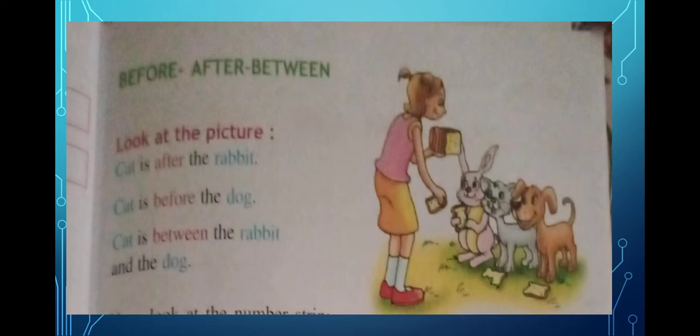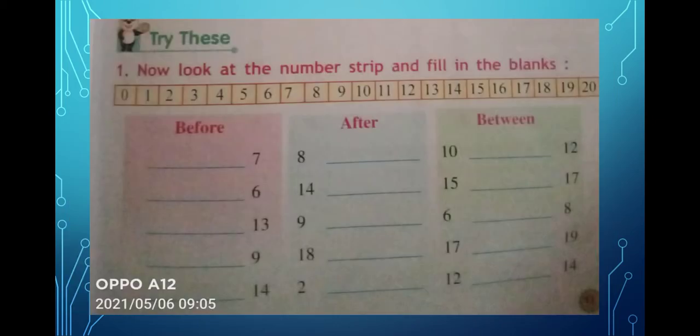Now let us learn before, after and between with the help of number strip also. It will be more clear for you. Now look at the number strip. Numbers from 0 to 20 are given in this number strip. Now look at the number 15. For example, I am taking the number 15.